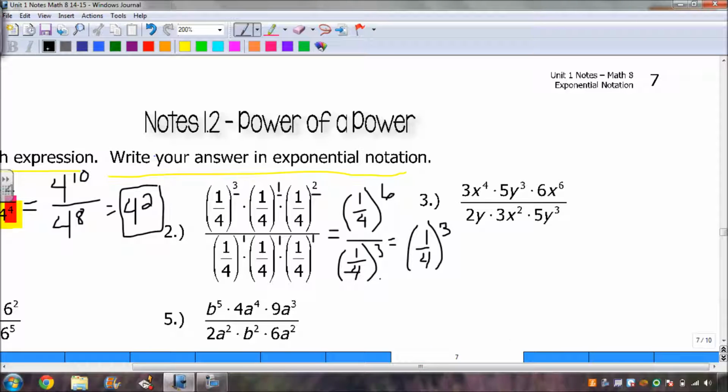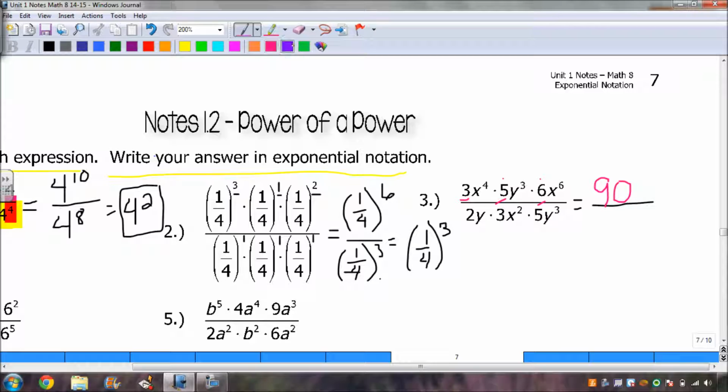All right, so now number 3 is a little bit more complicated. Let's see how you do with number 3. Remember, we have to deal with our coefficients first. In this example, our coefficients are 3, 5, and 6. I'm going to multiply 3 by 5 by 6, but I can multiply them in any order I want. I'm going to multiply the 5 by the 6 first because it's easier for me. So 5 times 6 is 30. Multiply that by another 3, you end up getting 90. So my numerator has 90 as my coefficient.